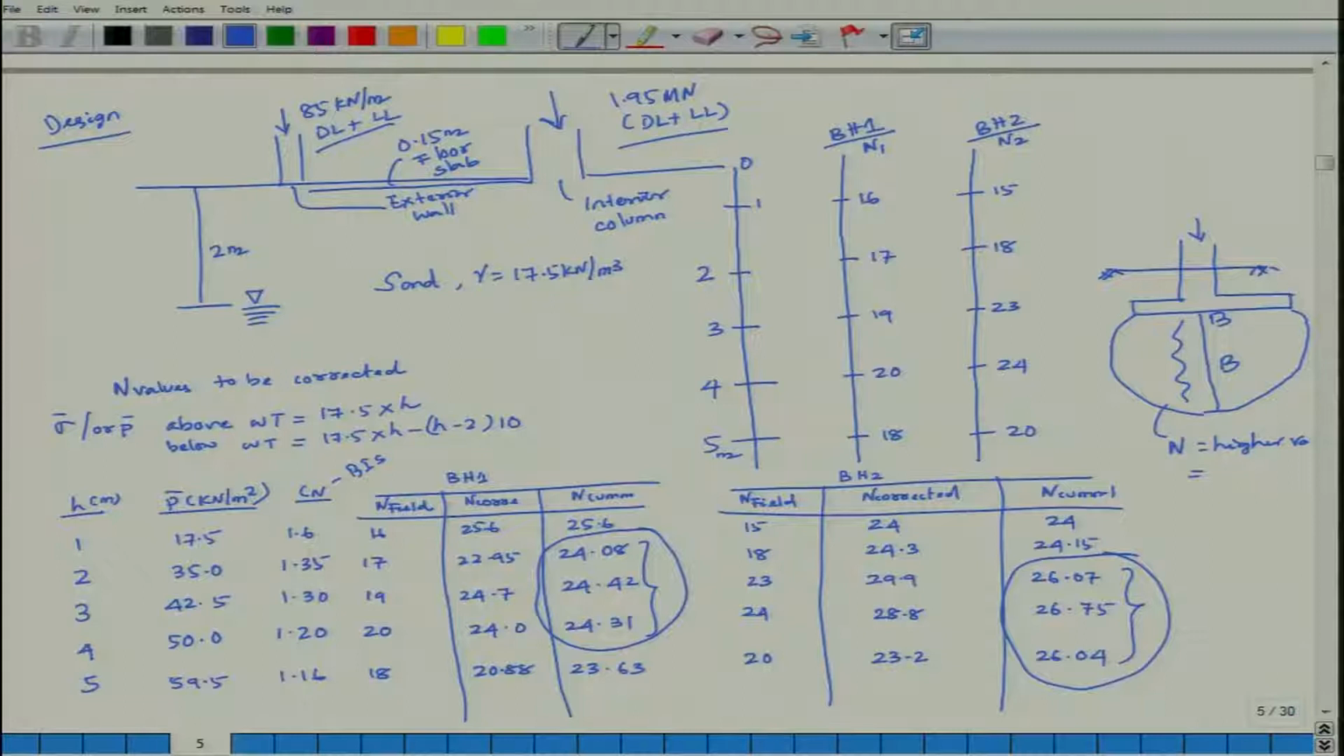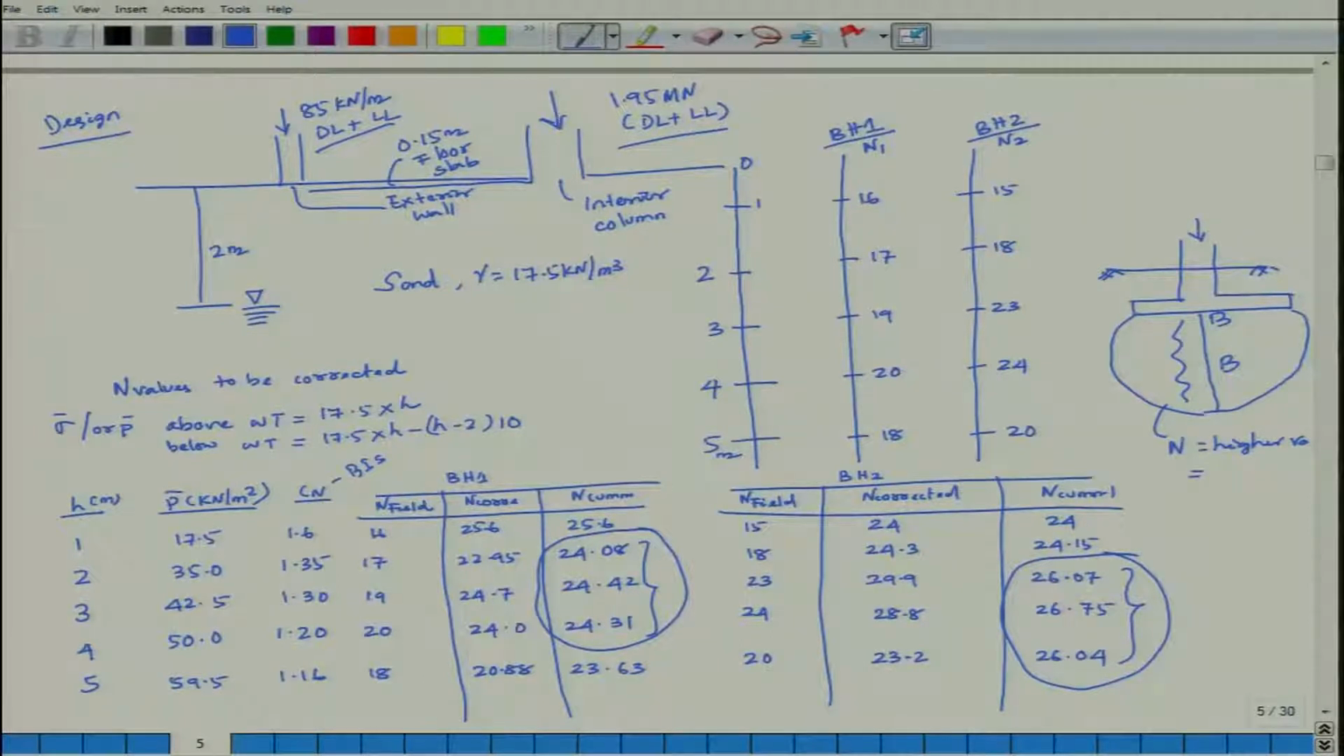First one what we have solved, there is a building, in the building there are interior columns. This interior column has a load of 1950 kilonewton, dead load plus live load, as well as there is one exterior wall and there are two boreholes, one nearer the interior column, and another borehole at the exterior wall. Water table and all properties have been given.